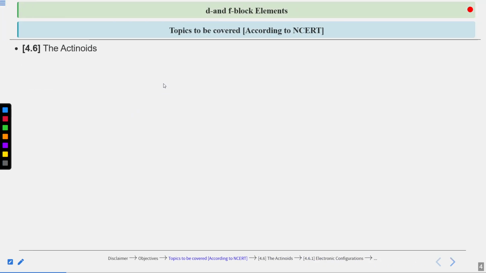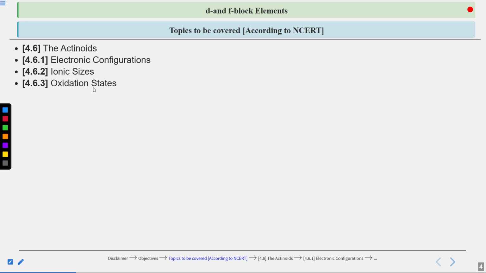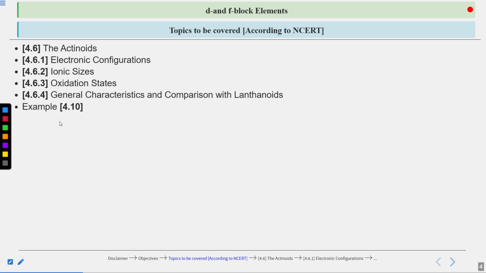The topics that we are going to cover according to the NCERT: first, section 4.6, the actinoids; section 4.6.1 electronic configurations; section 4.6.2 ionic sizes; section 4.6.3 oxidation states; section 4.6.4 general characteristics and comparison with lanthanoids; and lastly we will solve example 4.10 and conclude with the summary.